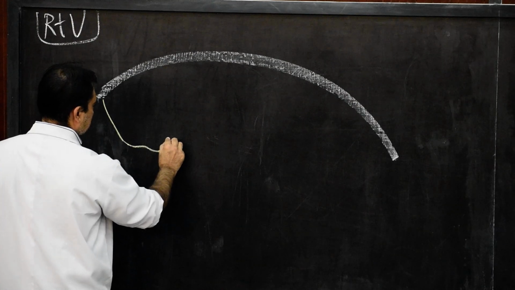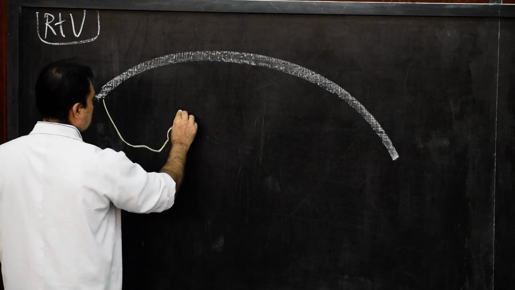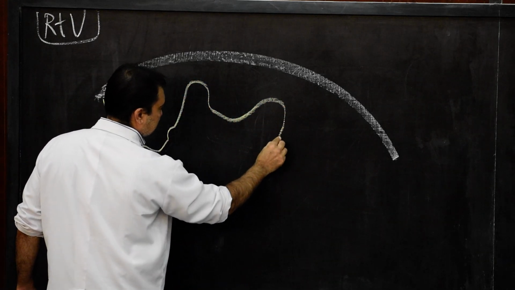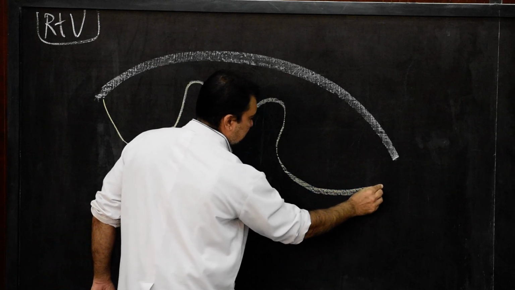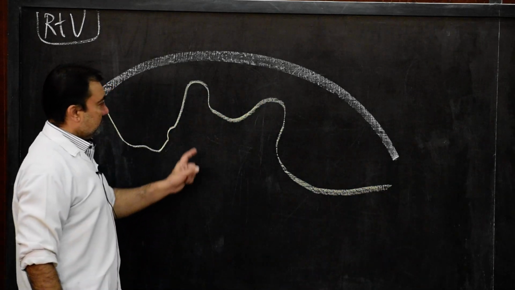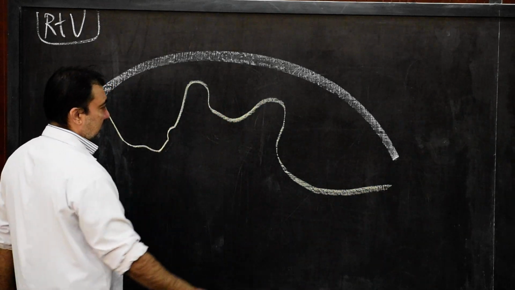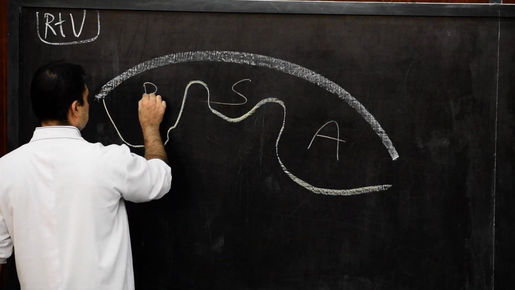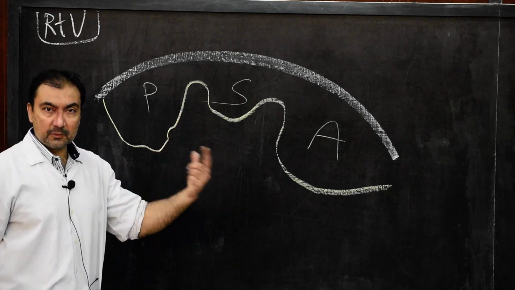This is the posterior one. This one will be the septal, and this will be the anterior. So this is how we show the three cusps of the tricuspid valve. And here, just to mention, anterior, septal, the posterior. This we have discussed in part 1.